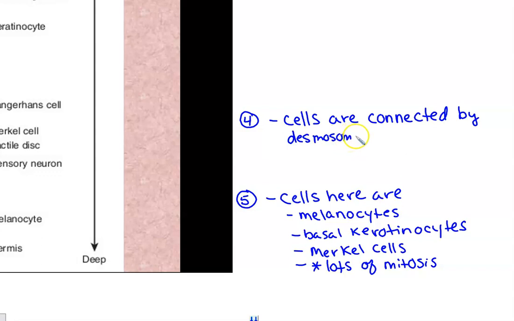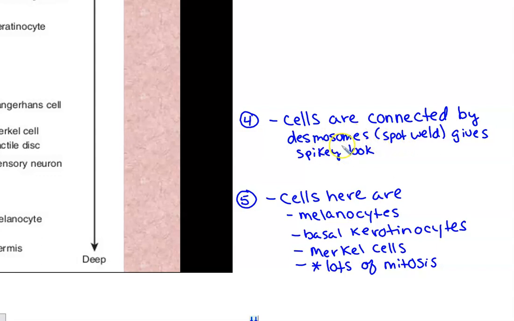Desmosomes, the key word for that was spot weld. And that's how they're communicating there. Because they have these spot welds, it gives them a spiky look under the microscope. I don't have to put it under the microscope. So that's what I want you to know, why that's called spinosum.